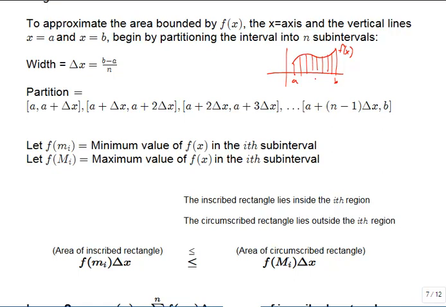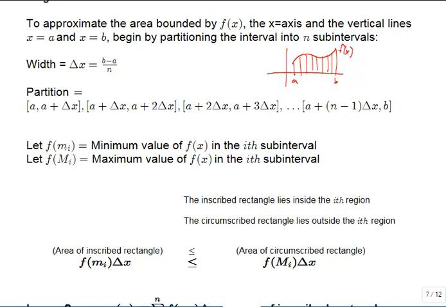To figure out the width of each one, we're going to make them equal widths. Then we just take the total length of that interval, going from a to b, so that would be b minus a, however wide that is, and divide that by n, however many subintervals we're looking for. Then the partition is going to start at a and go up to a plus 1 width. Then it's going to pick up at a plus 1 width up to a plus 2 widths, then a plus 2 widths up to a plus 3 widths, and so forth.